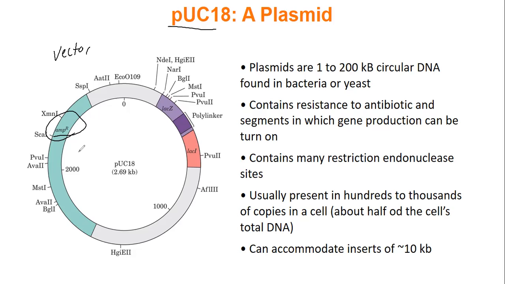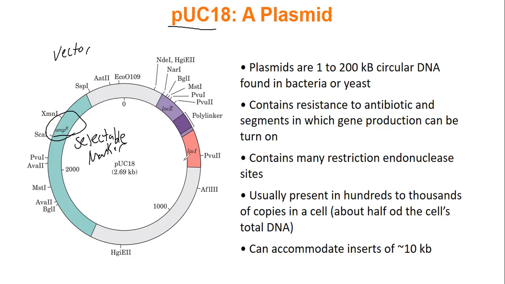Cells without the plasmid die because they don't have resistance to ampicillin. Cells with our plasmid live because they do have resistance. This is called a selectable marker because we can select which cells have our plasmid.